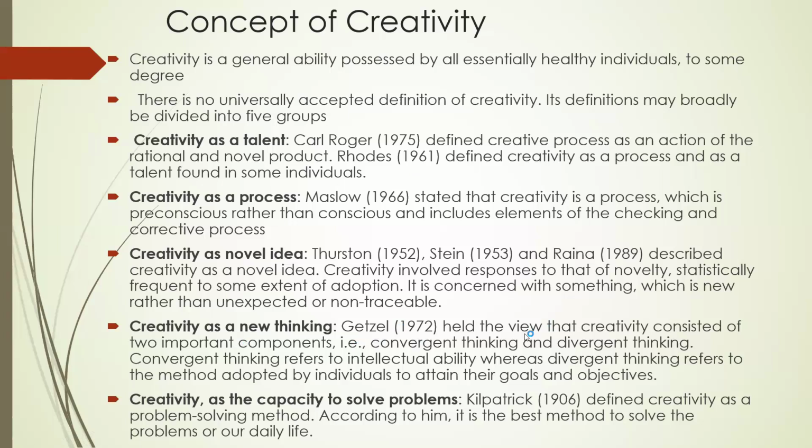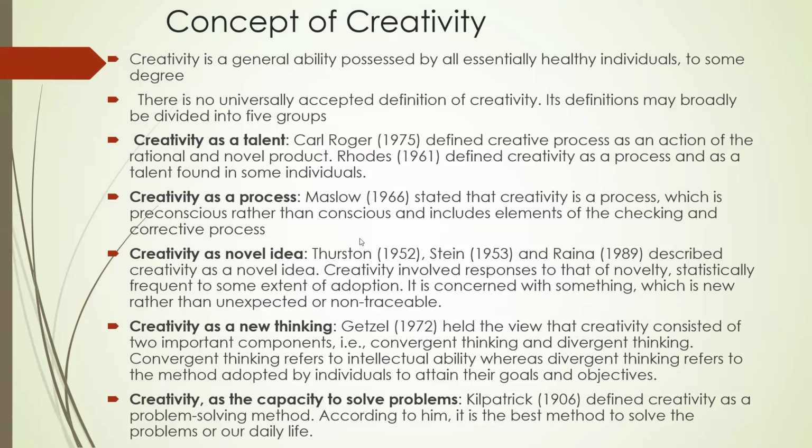Creativity as a new thinking. According to Getzels, creativity consisted of two important components: convergent thinking and divergent thinking. Divergent thinking tends to be different or develop in different directions or manners, thinking differently. Convergent thinking refers to intellectual ability, whereas divergent thinking refers to the method adopted by individuals to attain their goals and objectives.